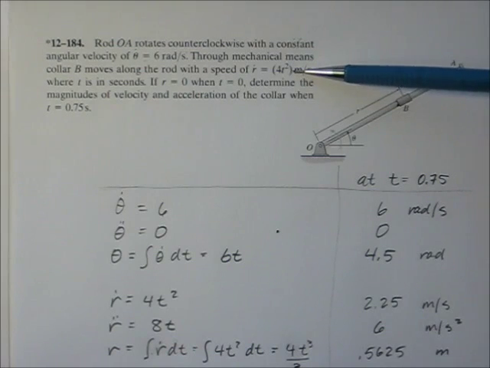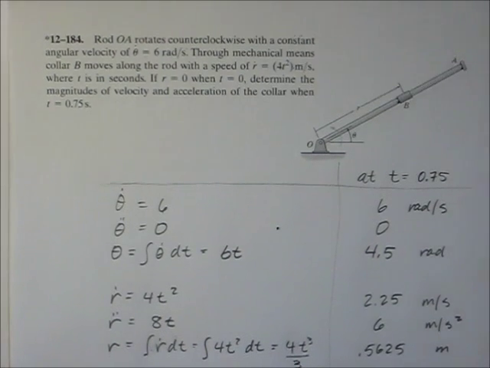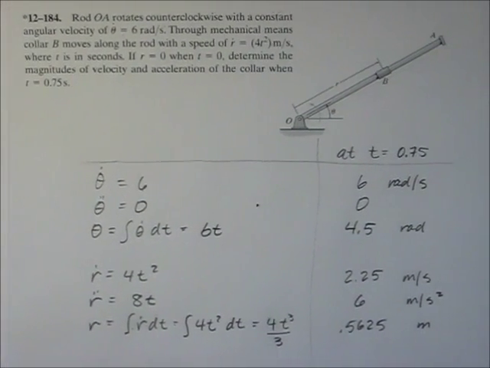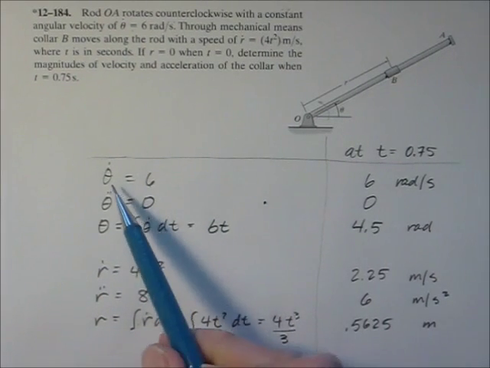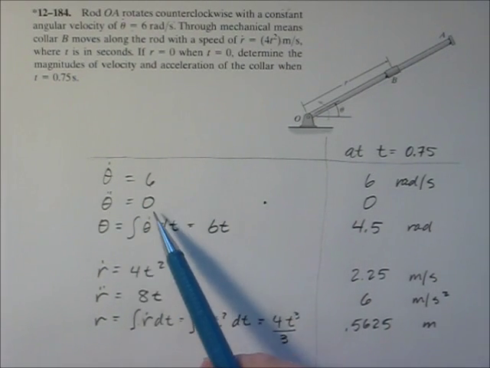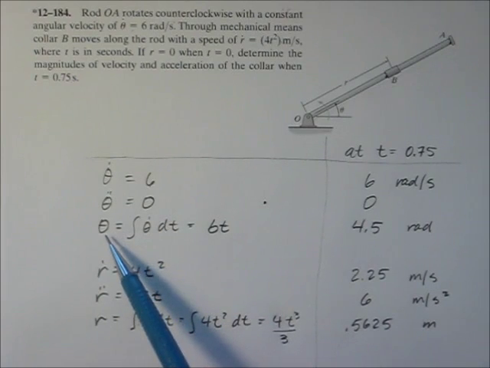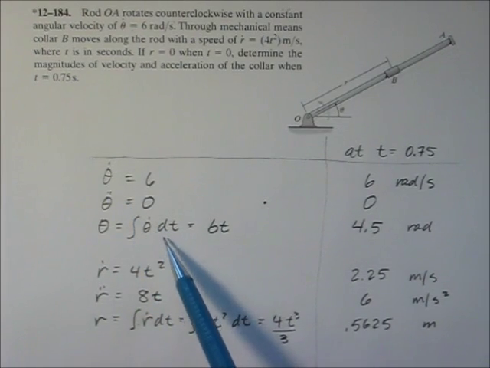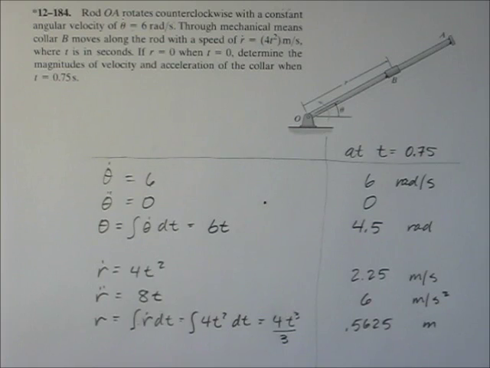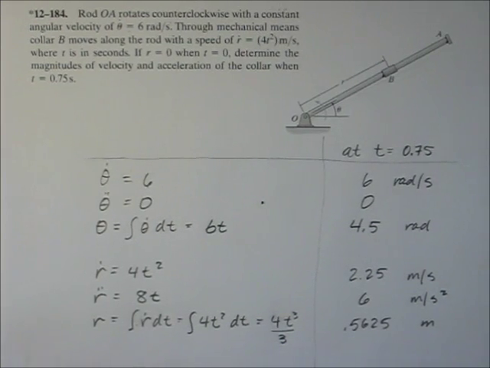R dot is given as 4t squared, again a function of time, so fairly easy to take a derivative and an integral to find r double dot and r. So let's proceed. Again, set this up in a table, and we're going to start with theta dot equal to 6 constant, theta double dot equal to 0. Theta is going to be the integral of theta dot dt, so that's equal to 6t. Evaluating that at t equal to 0.75 seconds, you can get those values.